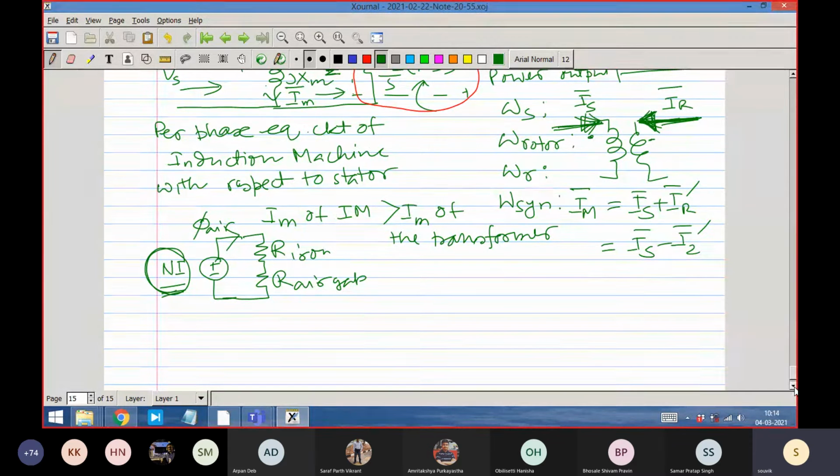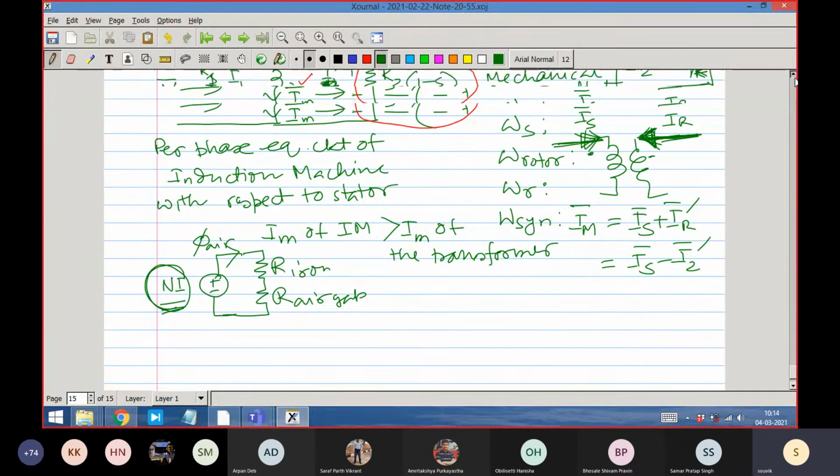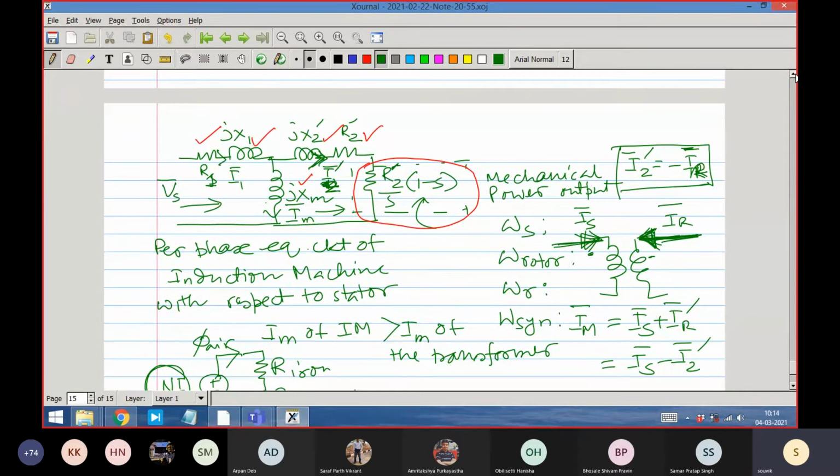Okay, so basically, one more thing I want to tell you about the physical feel of what is happening. If you take a very simple, ordinary look at this circuit, after all it has now become an electrical circuit, so all the physical meaning should apply. So the power that is entering from the stator, this side is the stator.